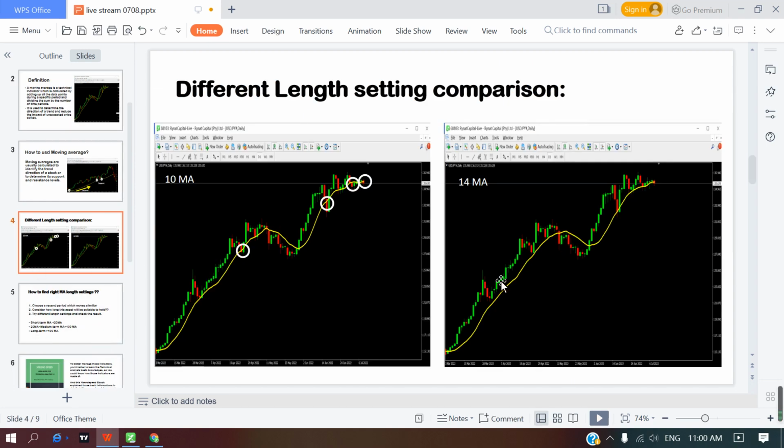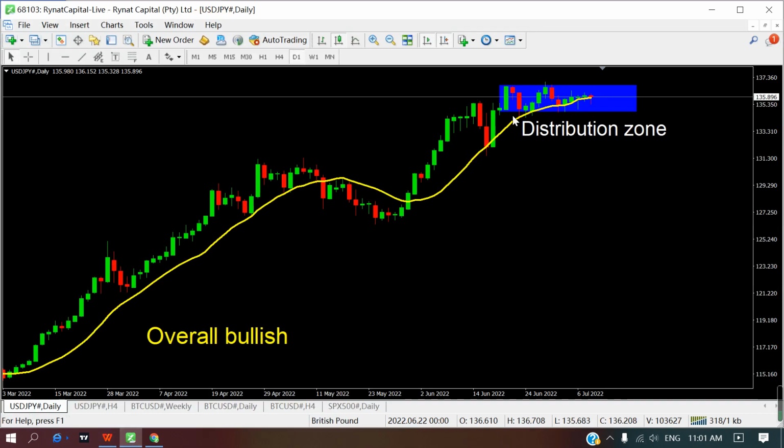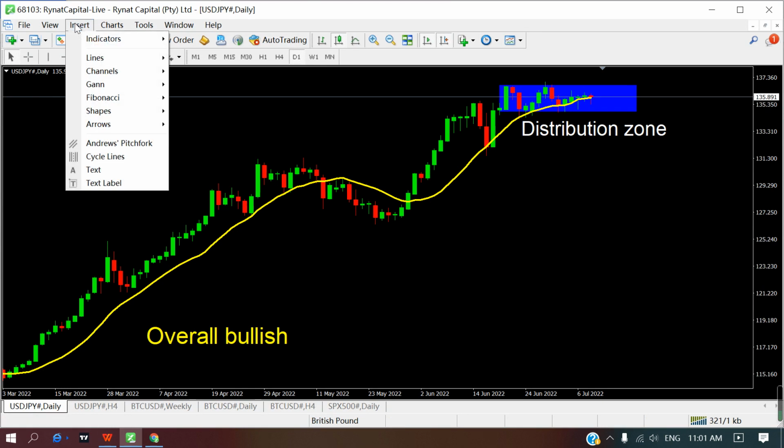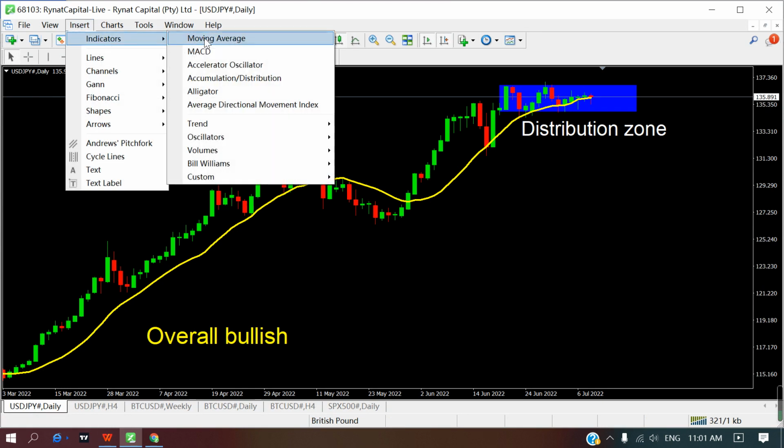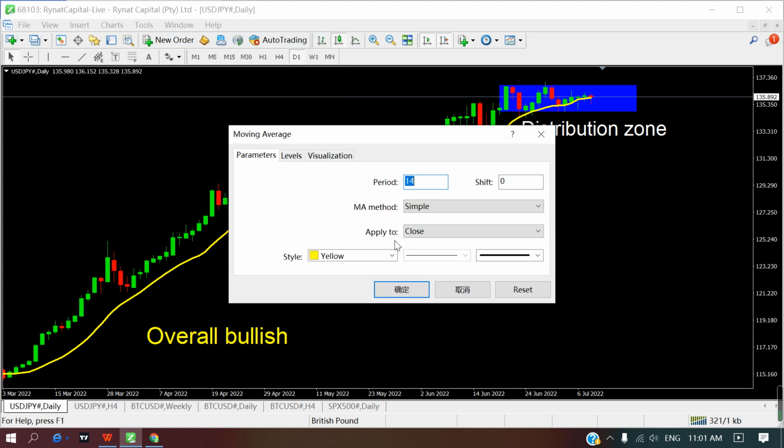How could we change the length setting of the MA? Now let me show you. First of all, you go to the MetaTrader MT4 Exchange Speed, and you click Insert, and Indicators, and click Moving Average. So you get this window, and you get this page.